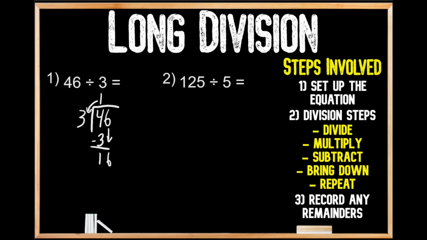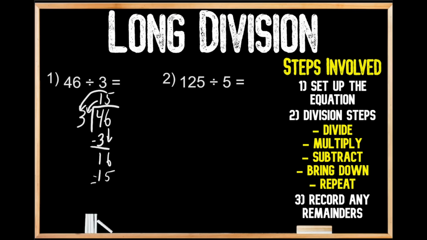Or how many groups of 3 can we make out of 16? And we know that we can make 5 groups of 3 out of 16. So we're going to record our 5 up top here. And next, we're going to move on to our next step, which is to multiply. So we're going to multiply 5 times 3, which we know gives us 15.